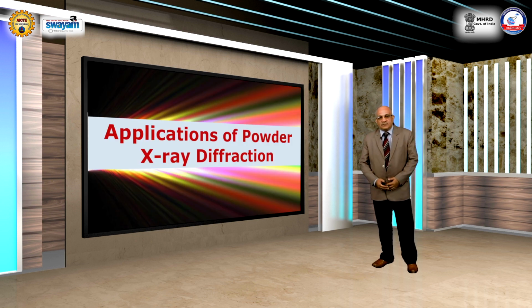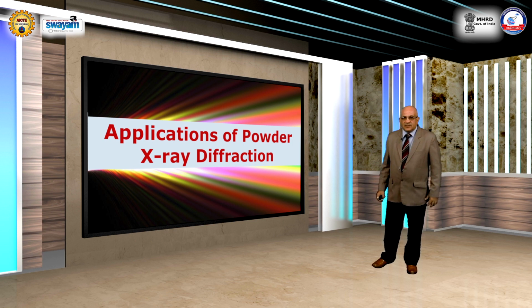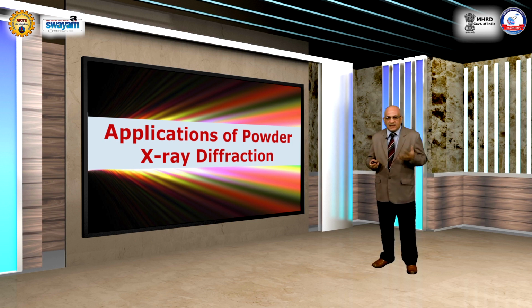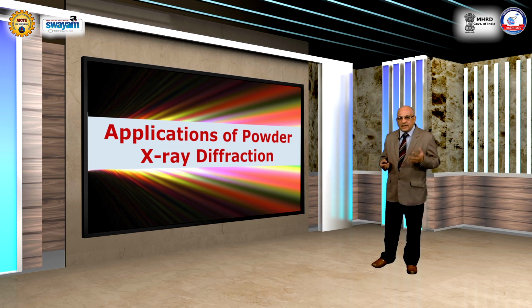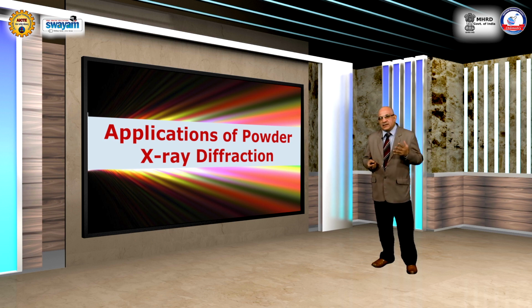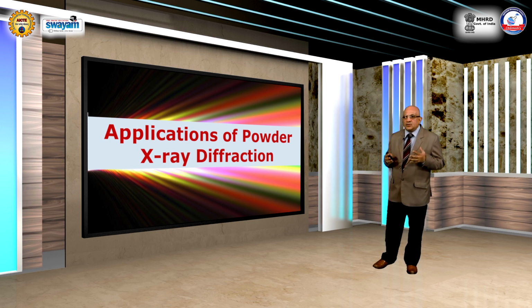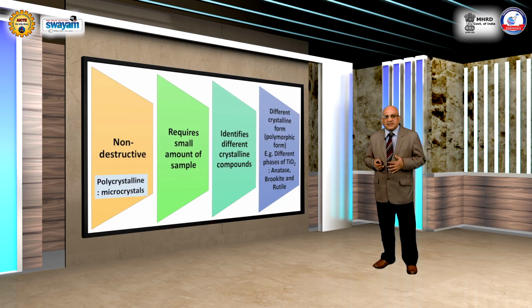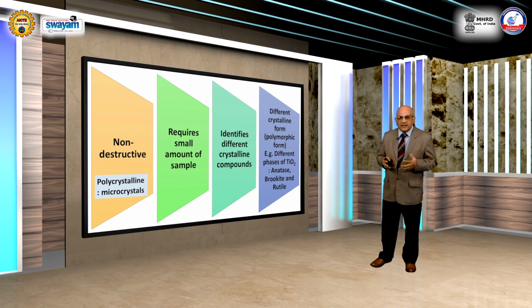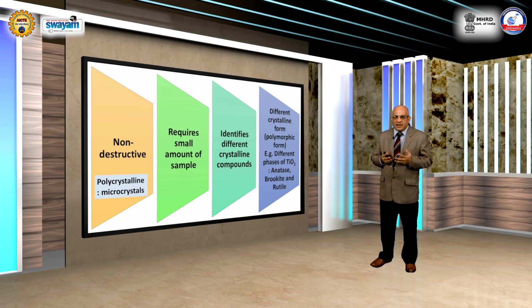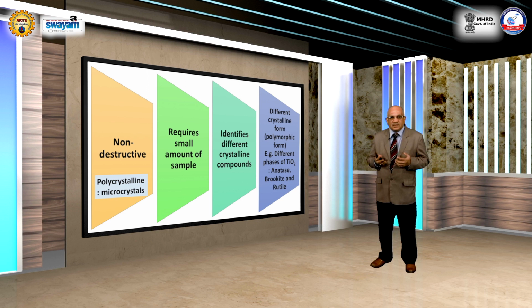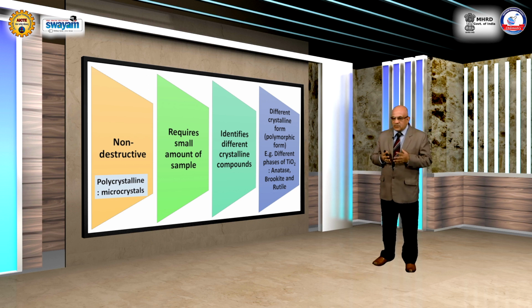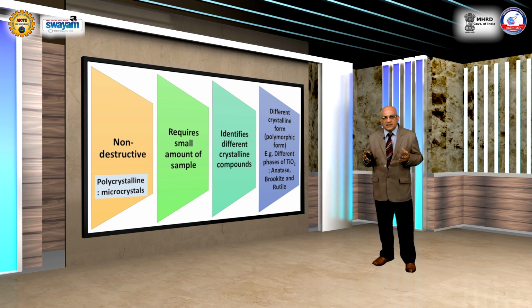So, using powder X-ray diffraction, we can do many things as we discussed. We can calculate lattice parameters, and we can use Rietveld refinement to find out the structure. Typically, X-ray diffraction is a non-destructive technique, so it is good because it preserves your samples. It can be applied to polycrystalline samples, and you need a small amount of sample. You can identify various phases even in a mixture of phases.